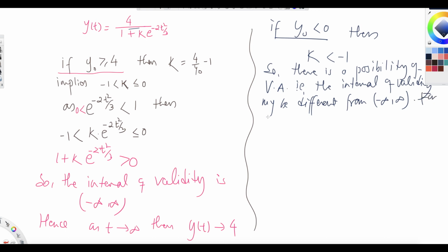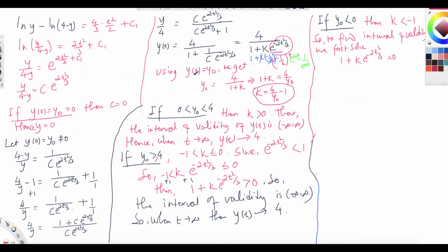For this we solve the denominator equals 0 to find out the vertical asymptote. Okay, 1 plus k e to the negative 2t squared over 3 equals 0, and then solve for t. That's what we need to do. So if you solve this equation, what do you get? You get k e to the negative 2t squared over 3 equals negative 1, right? And then let me multiply both sides by e to the positive 2t squared over 3. What do you get? You get k, because the positive 2t squared over 3 and negative 2t squared over 3 cancel out, equals negative e to the positive 2t squared over 3.